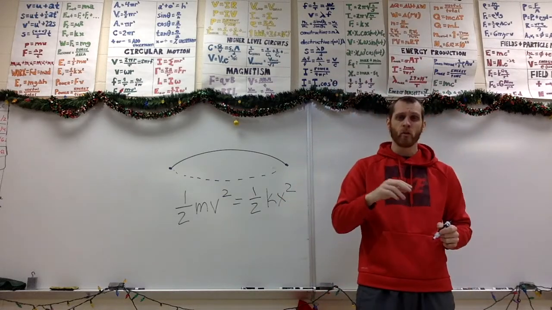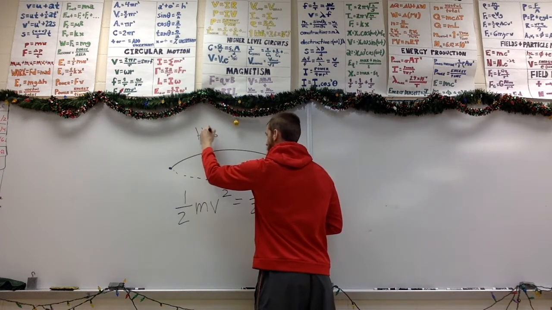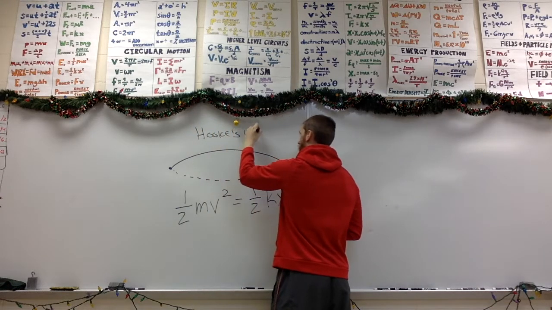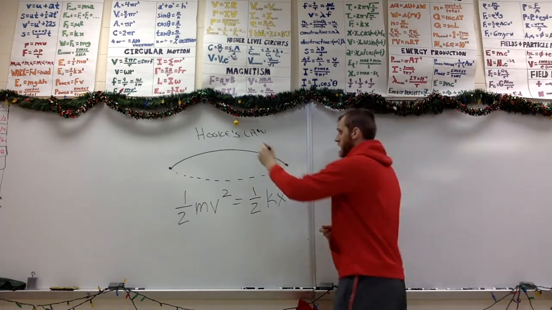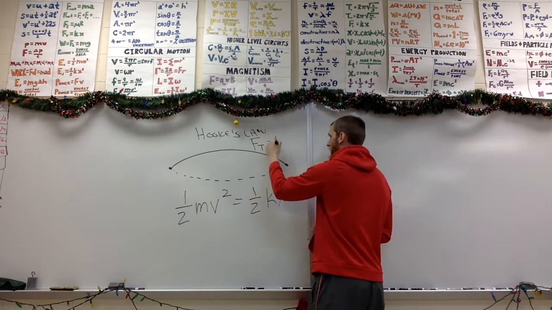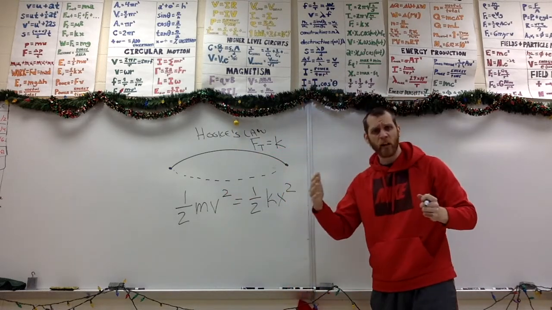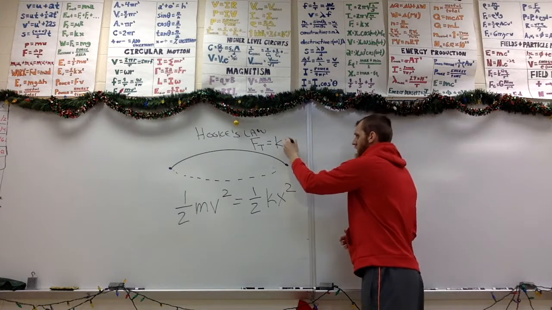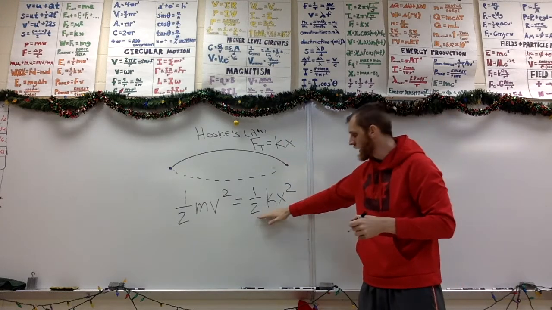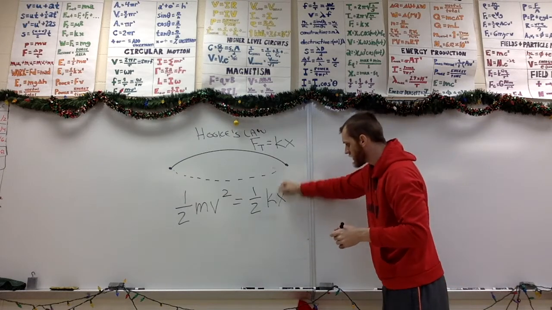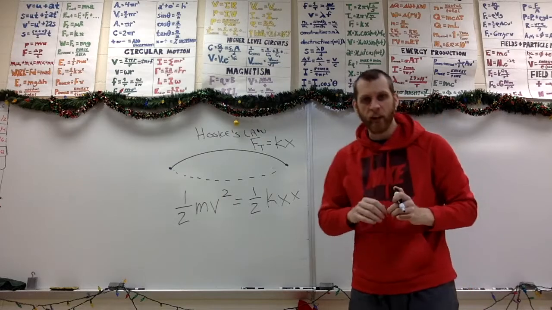Now, if you think back to Hooke's law, Hooke's law says that the force of tension, the actual force that you apply, is equal to k, the elastic constant, times x, the distance that it stretches that spring or rope or whatever you're stretching. So I'm going to actually rewrite this equation 1/2 kx squared and write it out as 1/2 kx times x. You'll see why in a second.